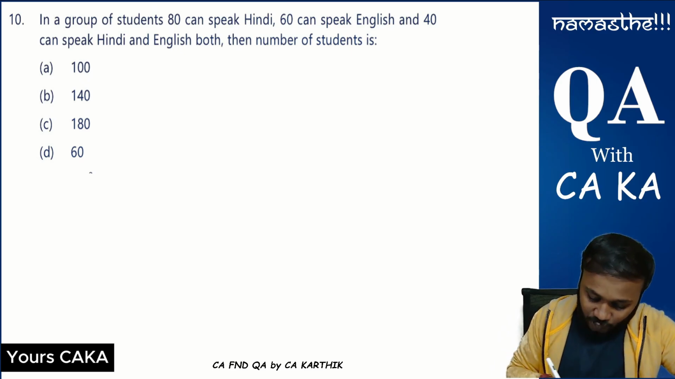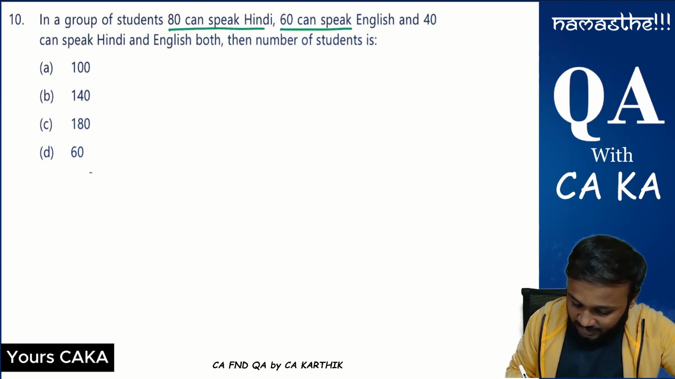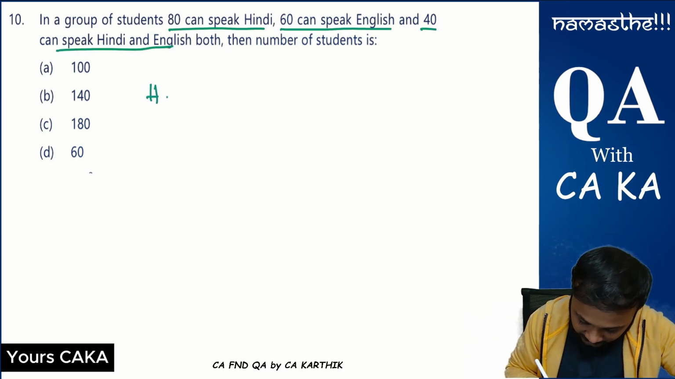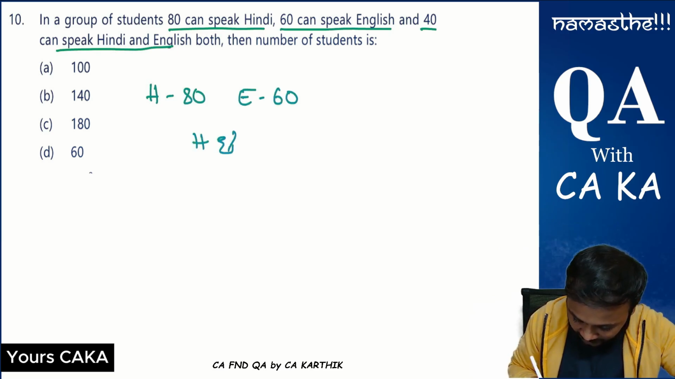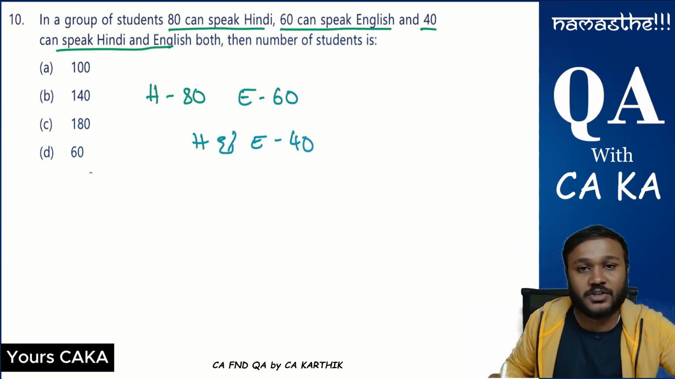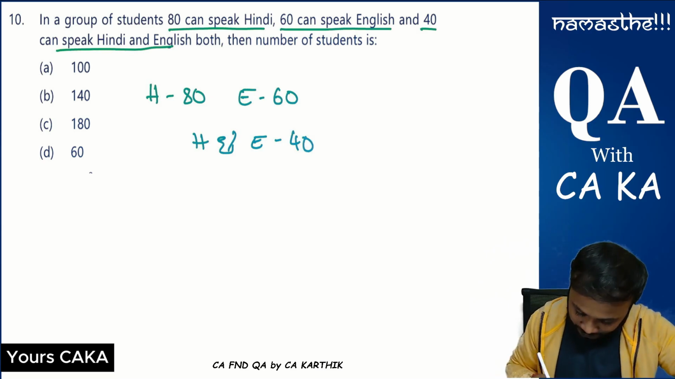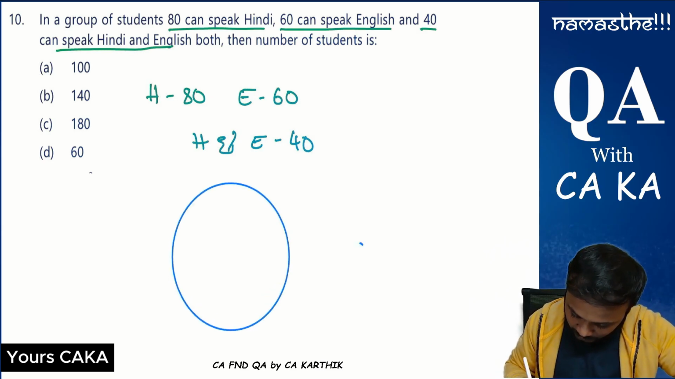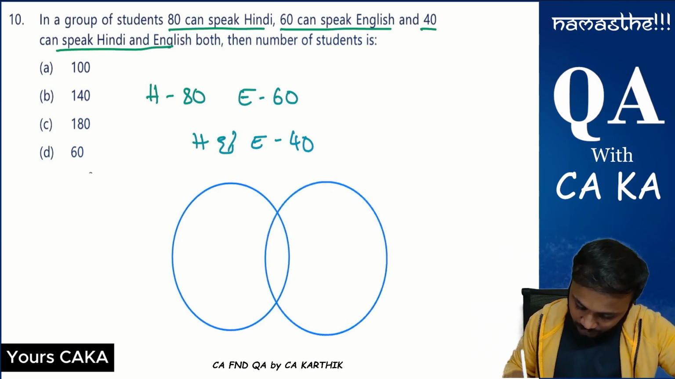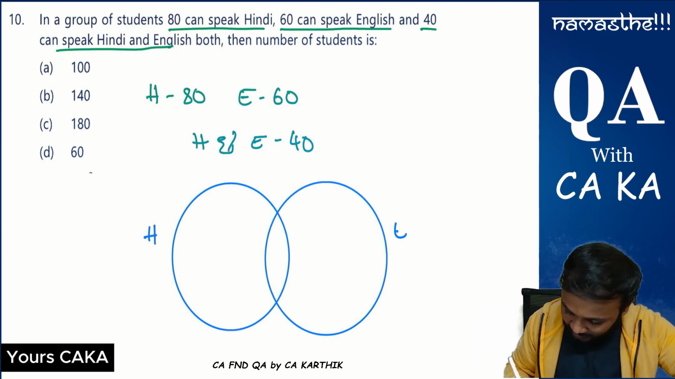Sir, read out the question. If a group of students, 80 can speak Hindi, 60 can speak English, and 40 can speak both Hindi and English. So let's write H is 80, E is 60, H and E is nothing but 40. So let's solve this using Venn diagrams. Ignore circles. It will auto set. Assumption: this is Hindi and this is English.